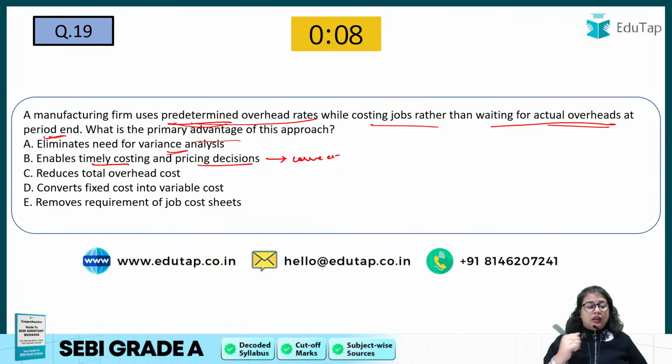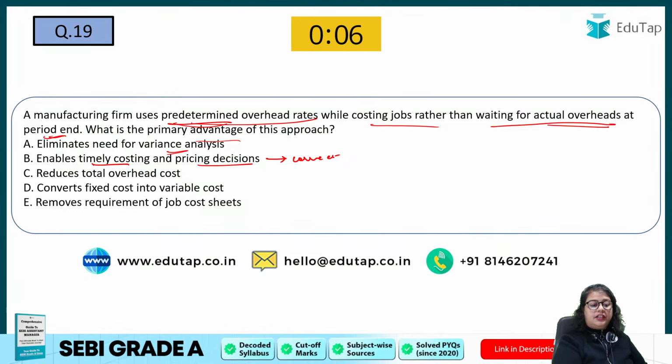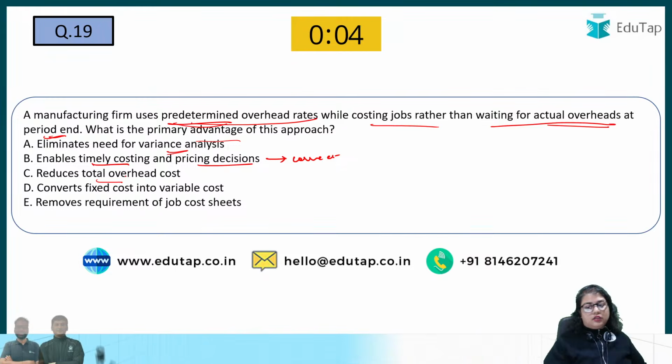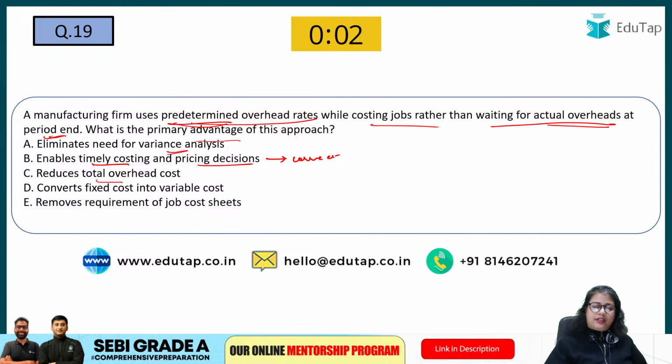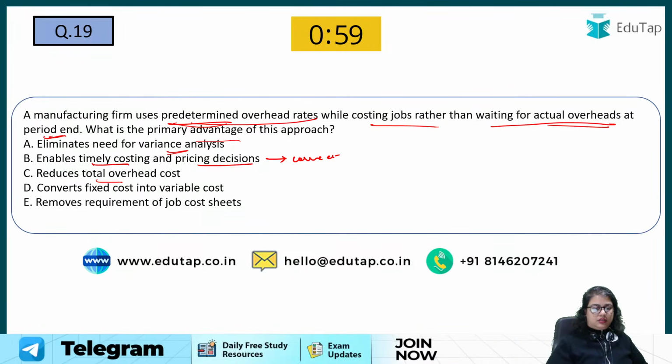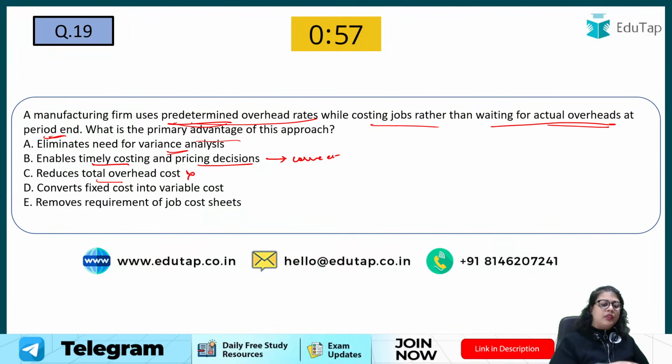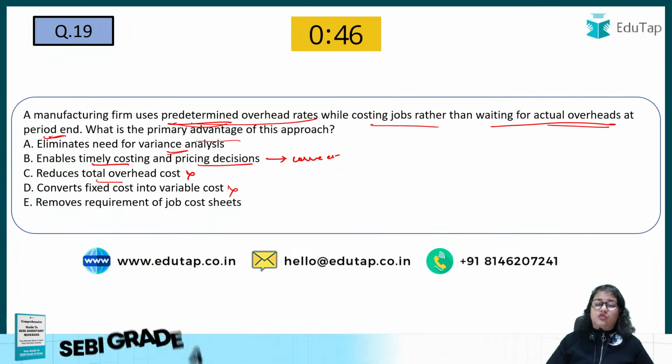Let us see. Other options: reduces total overhead cost. It does not reduce any type of cost. It is just like we are using a pre-planned cost, so it does not reduce anything. Then converts the fixed into variable. This is highly illogical because we are not converting our machinery into variable, right? So this is wrong. Then E, removes the requirement of the job cost sheets.